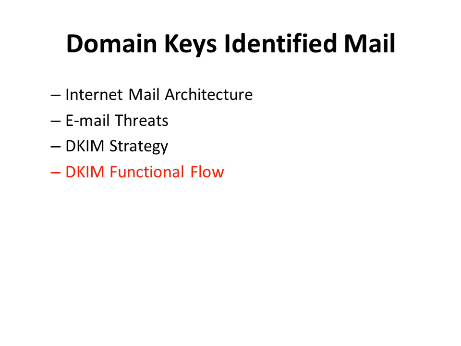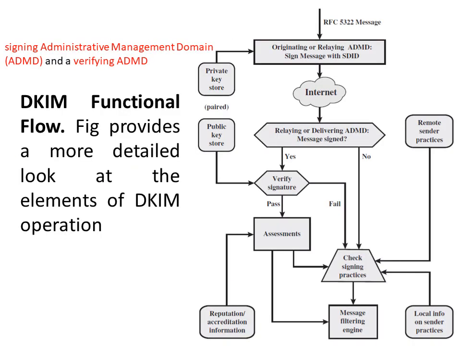So now let us look at the DKIM function. This provides a more detailed look at the elements of DKIM operation. If you see this flow diagram, it basically has two parts, that is the signing ADMD, the administrative management domain, and the verifying ADMD. Signing is performed by an authorized module within the signing ADMD and uses private information from a key store. Within the originating ADMD, this might be performed by the MUA, MSA, or an MTA.